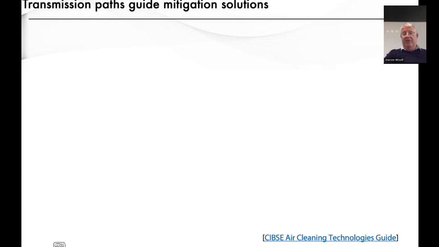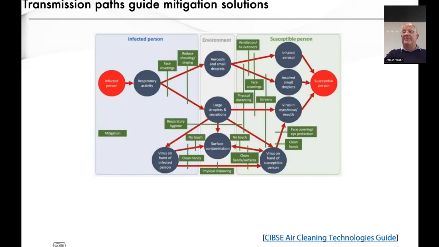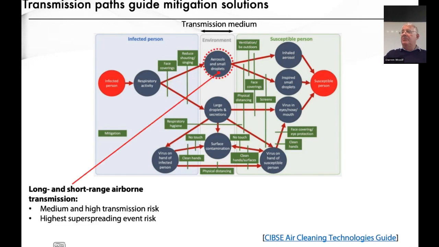So transmission paths guide mitigation solutions. I pulled this from the CIBSE Air Cleaning Technologies guide. You've got the infected person on one side, you've got the susceptible person on the other, you've got all sorts of things from the infected person and their activity, and the green things are all these mitigation solutions. But ultimately, you've got a transmission medium, and the transmission medium is the environment. And within that, you've got aerosols. So quite often we think about aerosols being this long range transmission. It's also short range as well.